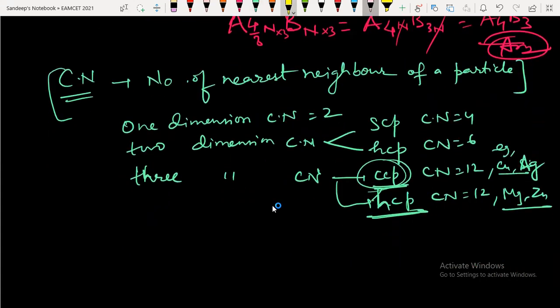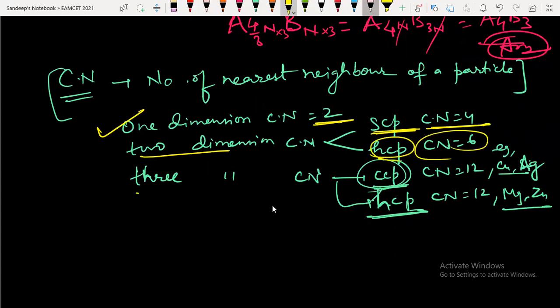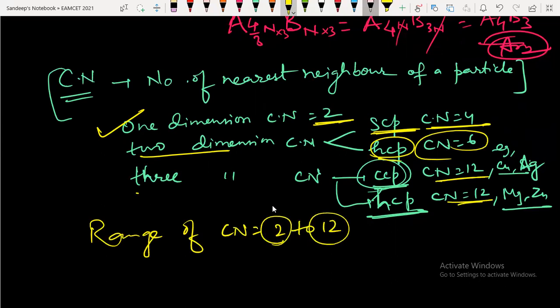They have given this, so you have to remember. One-dimensional coordination number is 2. Two-dimensional coordination number is 4 in simple square close packing, and 6 in hexagonal close packing. And three-dimensional coordination number is 12. So what is the range of coordination number? The range is 2 to 12. You cannot have a coordination number of 1. You cannot have more than 12. So keep this in mind.